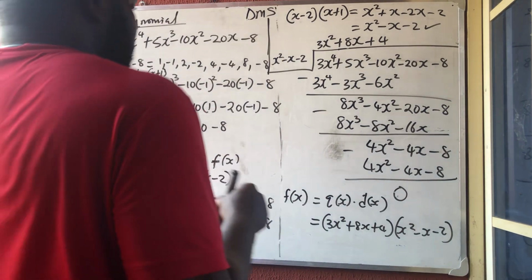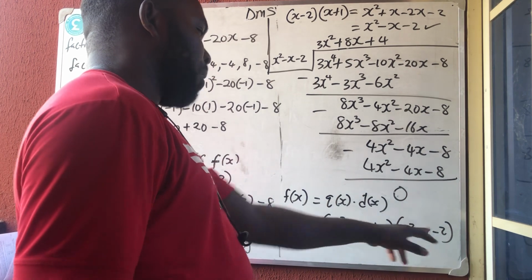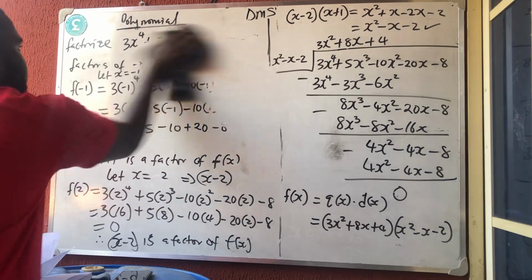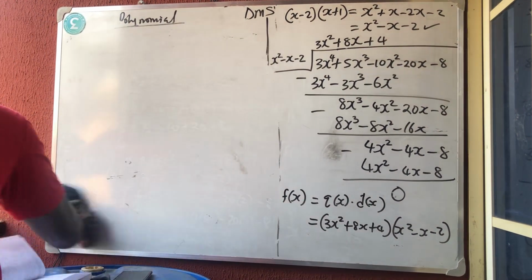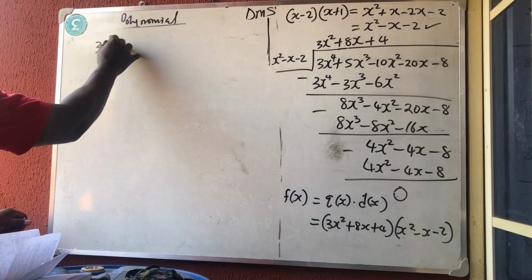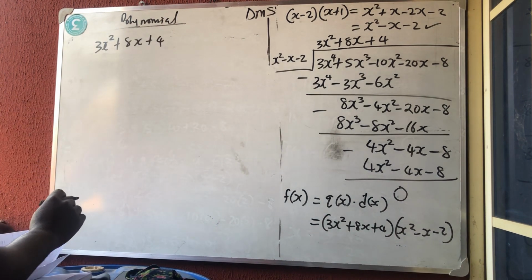Okay, so it remains for us to factorize this one. After factorizing this one, put it with the one we've gotten, and that is my answer. So let's factorize that one. I'm having 3x raised to the power 2 plus 8x plus 4. How do you solve factorization of a quadratic equation?